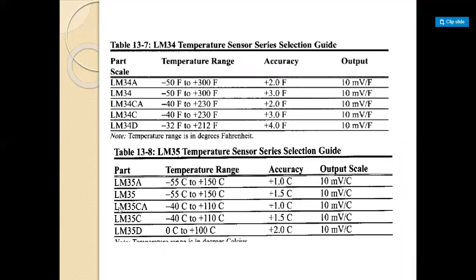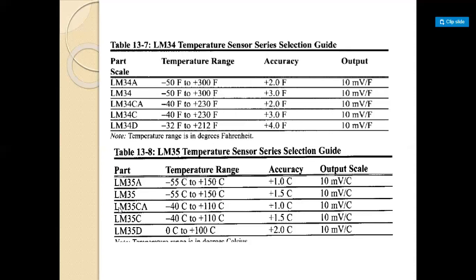This is my temperature sensor selection guide for the LM34 and the LM35. For the LM34, the temperature range is minus 50 to 300, accuracy is 2, and output is 10 millivolts per Fahrenheit. Another version is minus 50 to 300 with accuracy 3 and 10 millivolts per Fahrenheit. And the LM34D is minus 32 Fahrenheit to 212 Fahrenheit, with 4.0 Fahrenheit accuracy, and 10 millivolts per Fahrenheit.